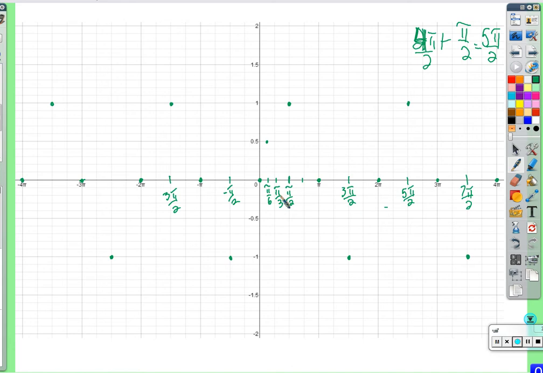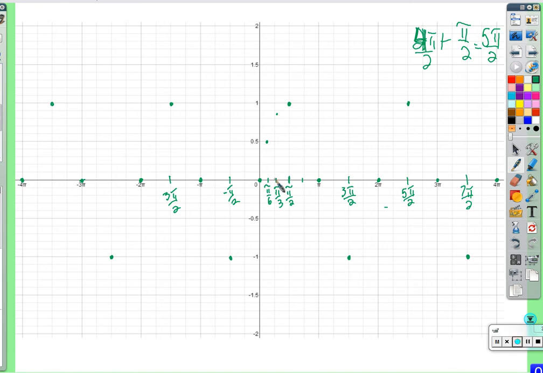What's the sine of pi over 3? Root 3 over 2. How big is that? Can we find the decimal for root 3 over 2? Take our calculators, take the square root of 3, divide it by 2. 0.866. Let's see. Here's 0.5, 0.6, 0.7, 0.8, 0.86, something like that.